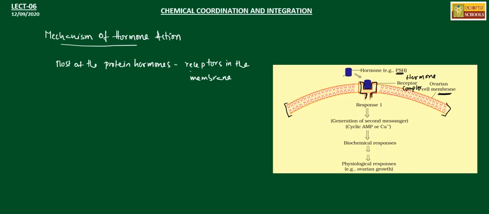So the generation of the second messenger cAMP, or calcium ions, can also occur, in this case by follicle stimulating hormone. And just now I told you that cAMP is formed from the ATP molecule in the presence of the adenylate cyclase enzyme. This cAMP now will bring about biochemical responses, like the development of ovarian follicles in the ovary.